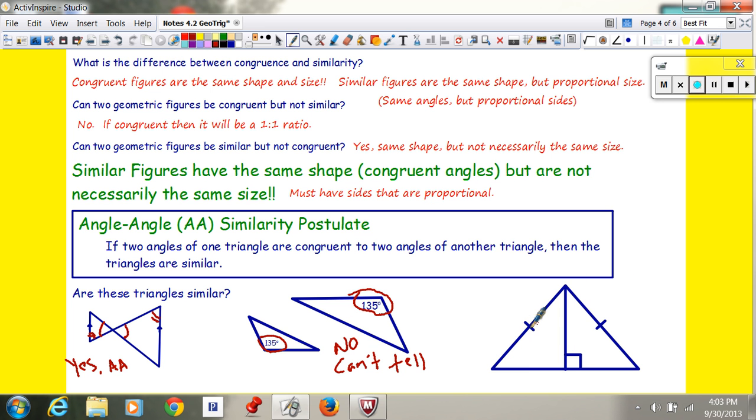The last one, if this piece equals this piece, then this angle must equal this angle. That's the isosceles triangle theorem. And we know we have right angles. So you've already got two angles. Again, that's yes. You have the AA postulate. So those are similar triangles.